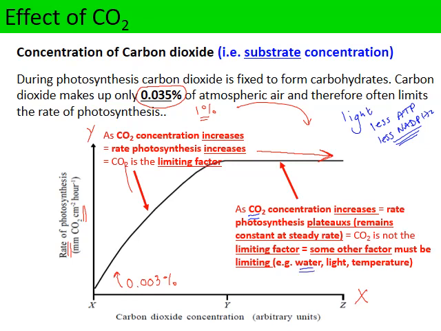Water, we know, could also be limiting because water is needed in photolysis to supply the electrons that replace those that are lost from chlorophyll A in the photosystem 2 reaction center. So if there's not enough water, there's not going to be enough photolysis, there's not going to be enough electrons to replace those lost from chlorophyll A. So it's going to limit non-cyclic photophosphorylation, which is also going to have a knock-on effect in the production of ATP and reduced NADP.